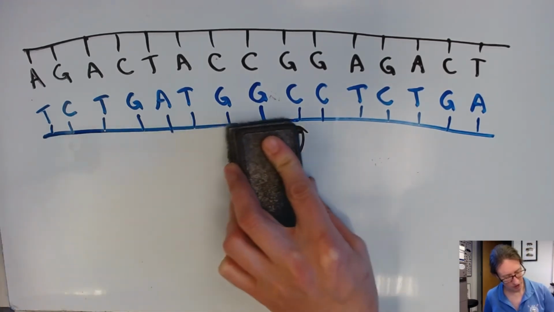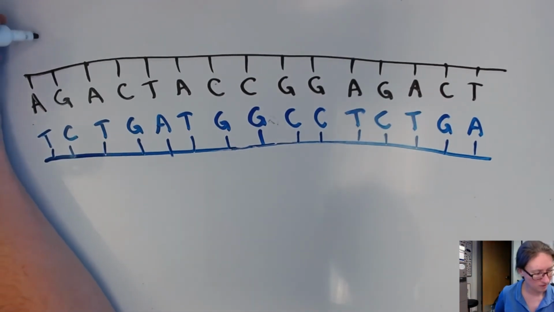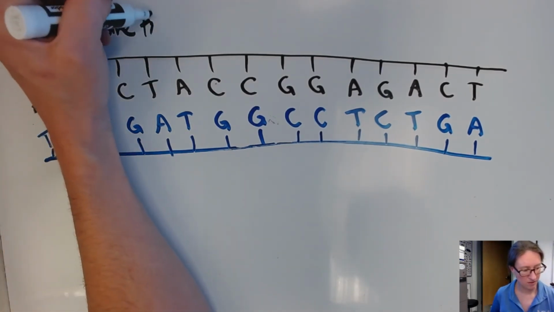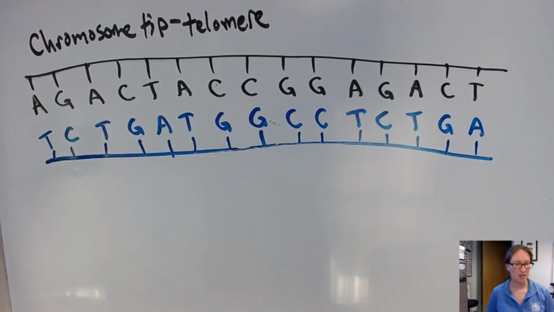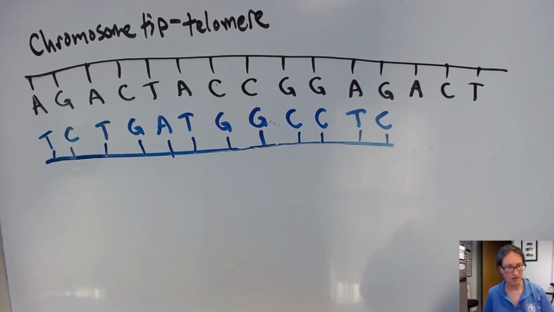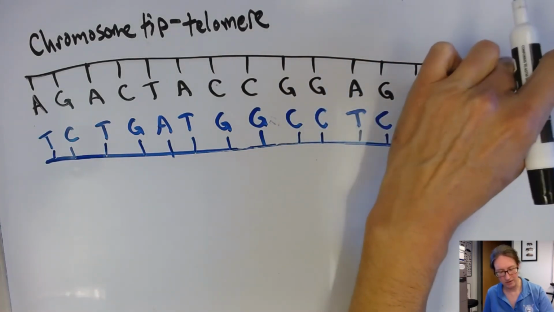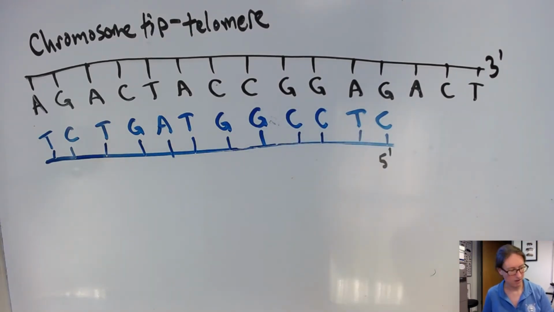The other challenge has to do with what happens at the tips of chromosomes. So at the tip of a linear chromosome, the tip is called the telomere. And the place where we run into problems is, DNA can only be synthesized in the 5' to 3' direction. So let's say that up here is one tip, and this is our 3' end. Down here is a 5' end, so we can synthesize heading off to the left.